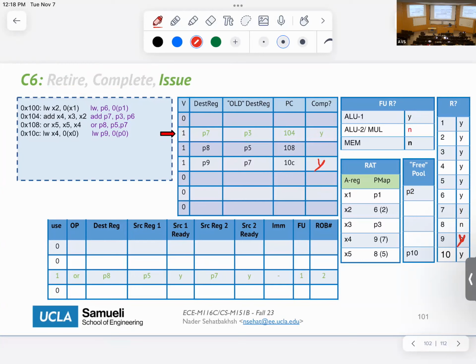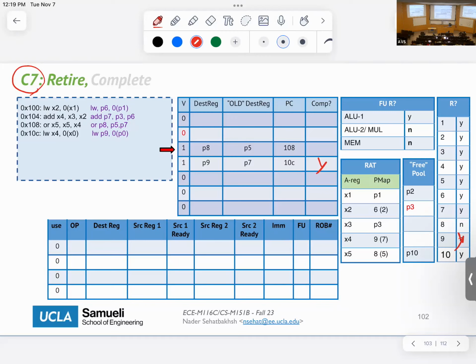We go to the issue stage and we see that this one can be issued now because it has flipped from no to yes. So I'm going to issue this as well and get rid of this. And now it's time for C7. Here, this one is actually yes.